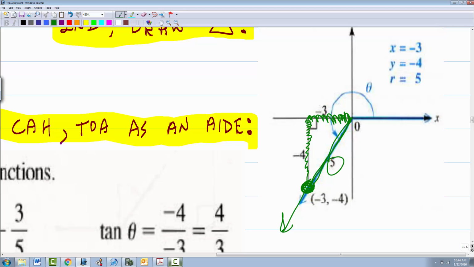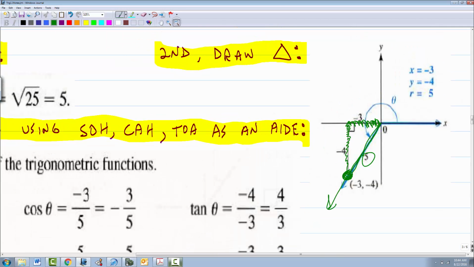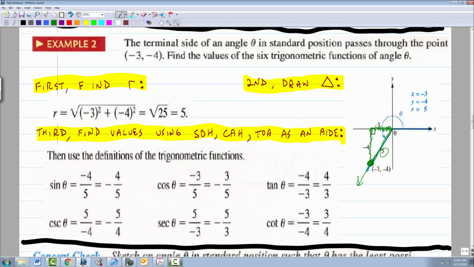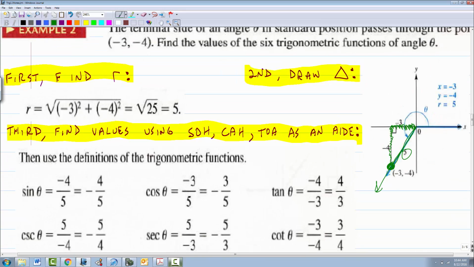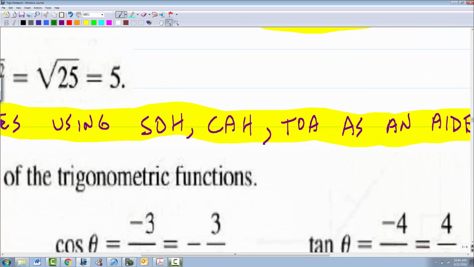All right, now how'd you get 5? You could do what to get 5? Pythagorean Theorem. And then this is where it gets weird. Okay, this is X, this is Y, this is R. Oh, this is what I wanted to do too. Let me zoom in on that picture one more time.